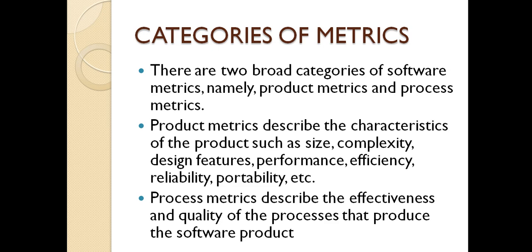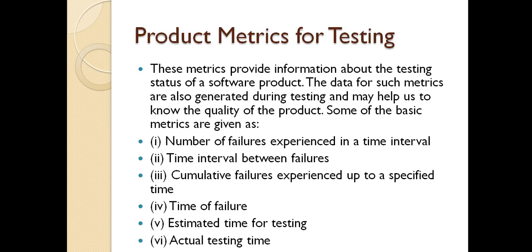Product metrics focus on what the status of testing is, and process metrics check the process of testing. So we will see product metrics for testing. It is about the testing status of the software product. Means after starting the testing phase, he will check the current status of testing: how much of the testing is covered by the testing team as well as the developer team, and how much is remaining. So this is calculated based on the time interval.